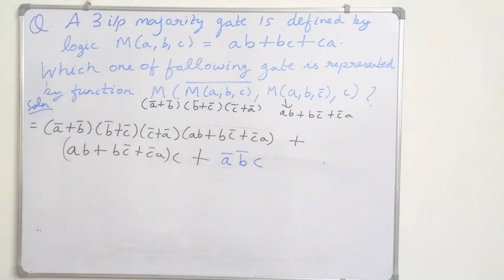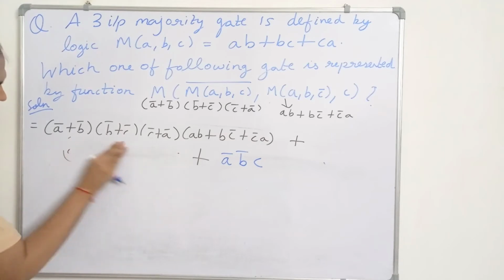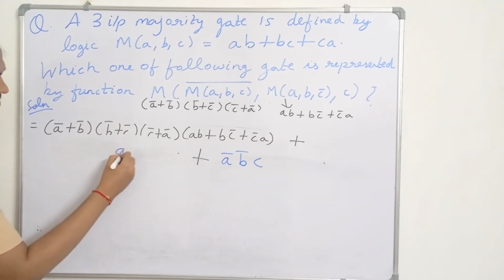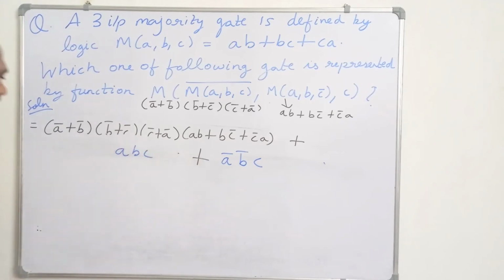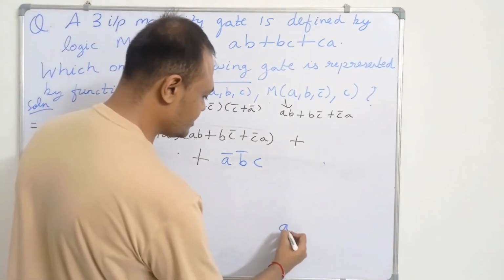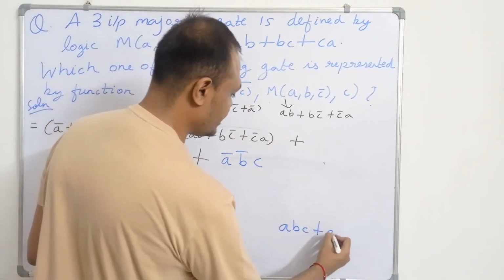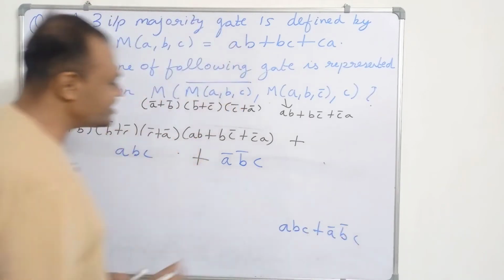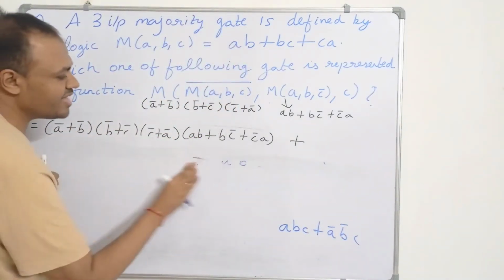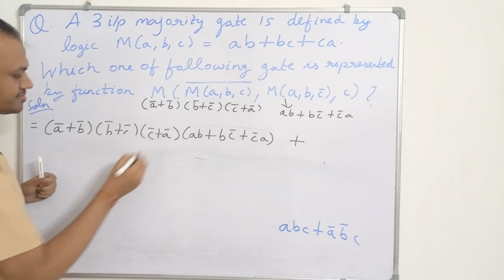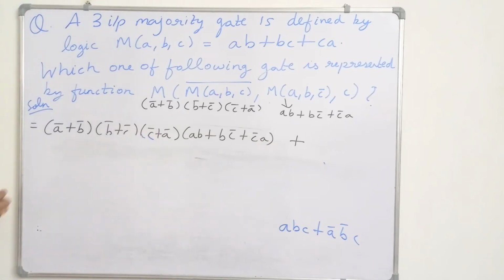Now look at this. This will give you ABC plus BC into C bar will be 0, then C bar A into C will be 0. So this will give you simply ABC. So I am writing these two terms inside: ABC plus A bar B bar C. I will add them up later because we have a big term here. So first let's multiply these two.